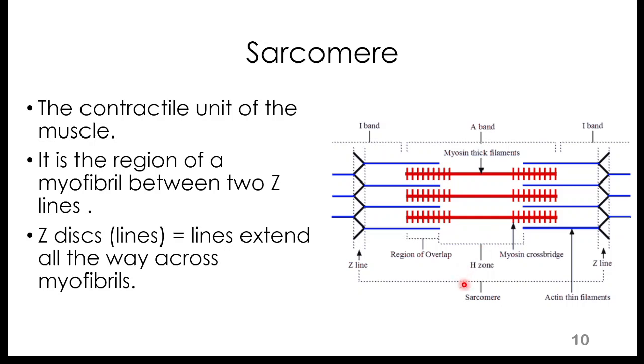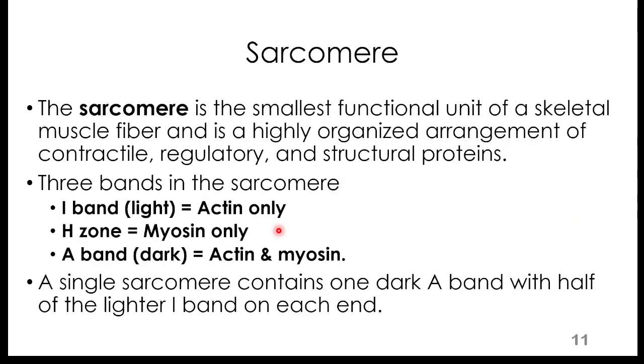Then there is what we refer to as the H zone. The H zone only consists of myosin filaments. Then we have the A band. So this is the H zone, which you can see here, and we can see clearly that it consists only of myosin filaments. Then finally we have the A band, which extends from here to here, which is composed of both actin and myosin filaments.